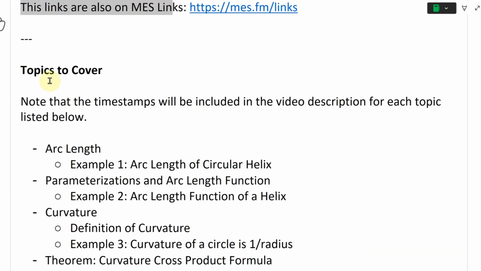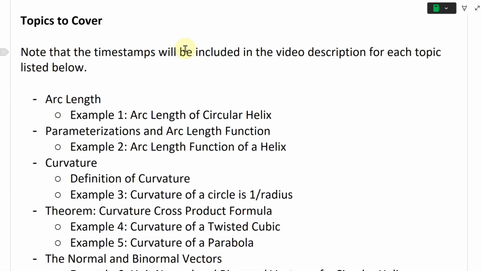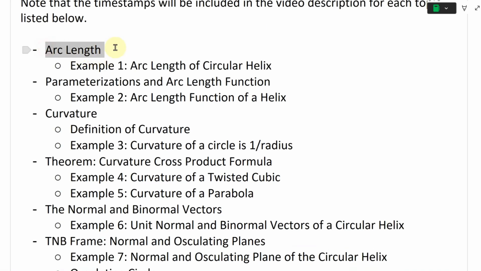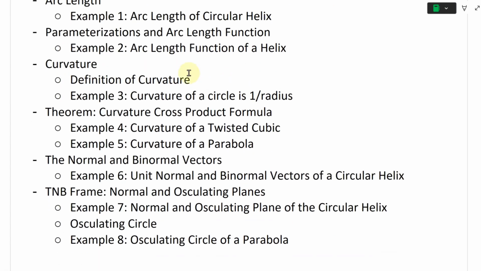All right, going further, so topics to cover. Note that the timestamps will be included in the video description for each topic listed below. So we'll go over arc length, and then example 1, arc length of a circular helix. And then we'll look at parameterizations and the arc length function. Then we'll look at example 2, which is the arc length function of a helix.